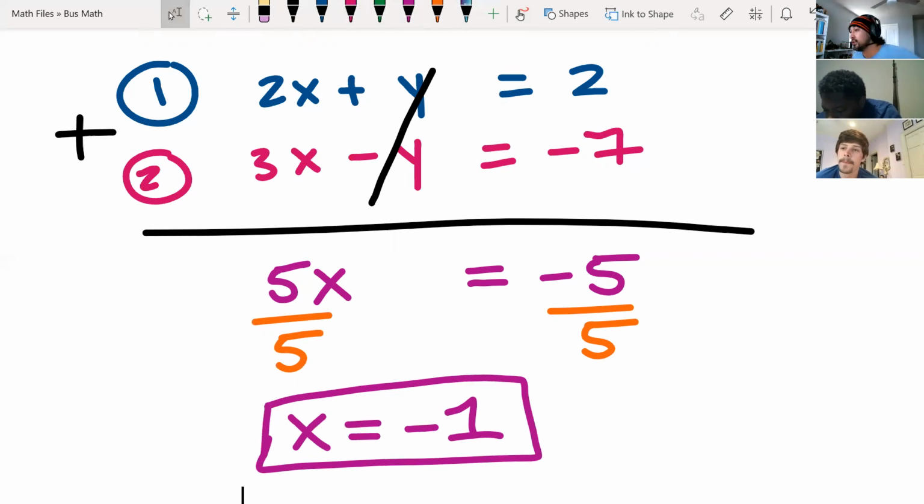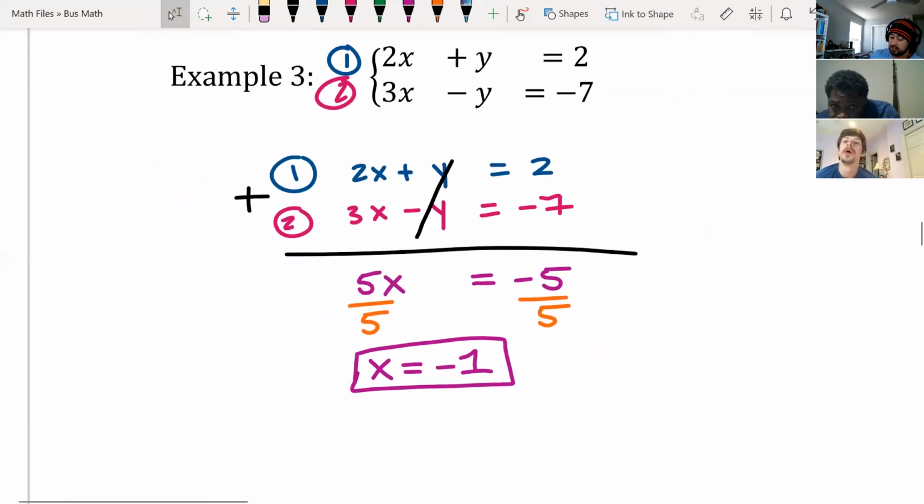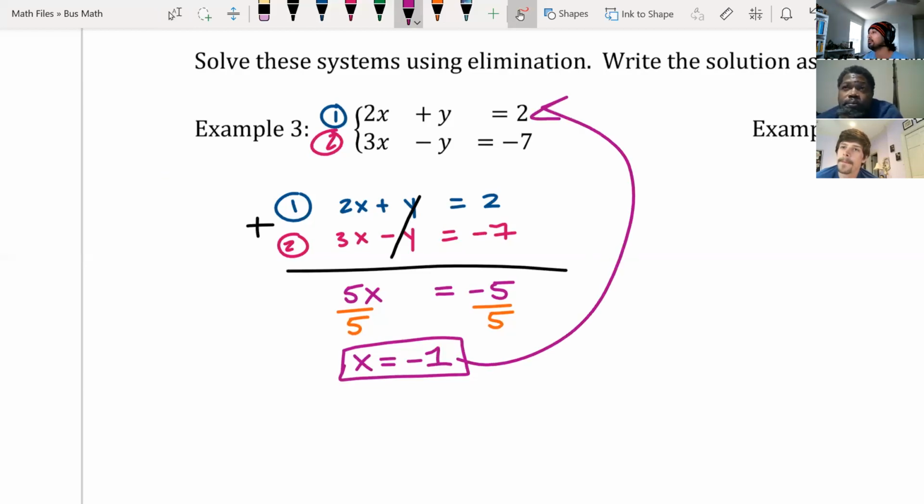And now all we have to do is solve for y. So now, since we're using elimination method, what I do with this x is I get two choices. I get to take this x, and in order to solve for y, I get to plug it into equation 1, or I get to plug it into equation 2. And no matter what, you'll get the same answer.